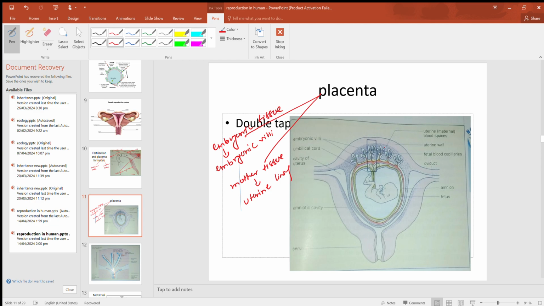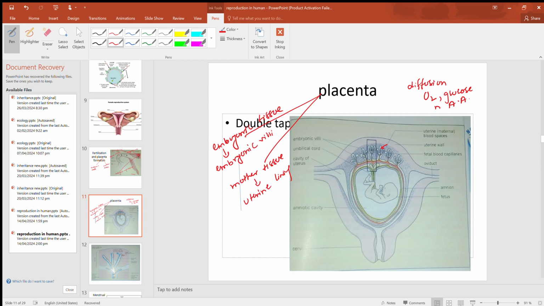In the uterine lining there is a blood filled space. So what is the function of this placenta? It allows the diffusion of oxygen and dissolved food substances. You have to give at least two examples of dissolved food substances, for example, glucose and amino acids, from the mother's blood spaces into the fetal blood capillaries.